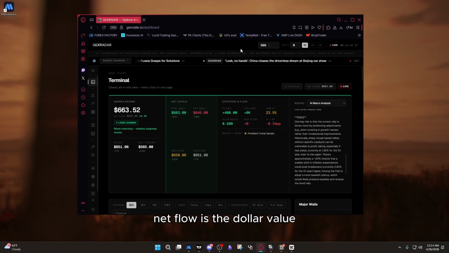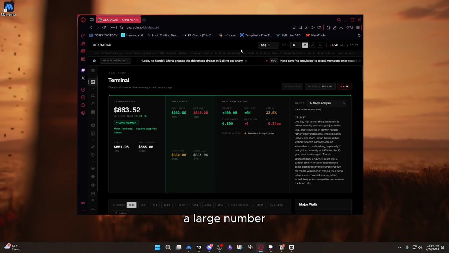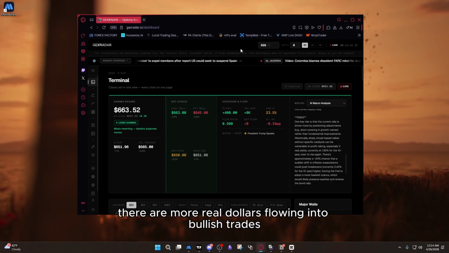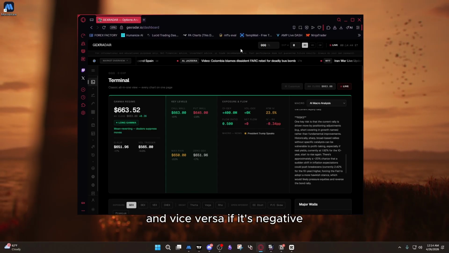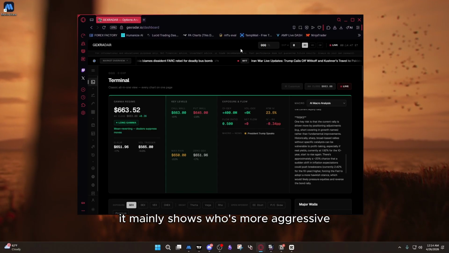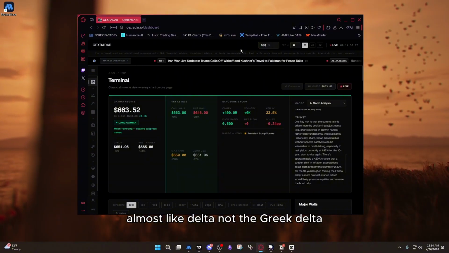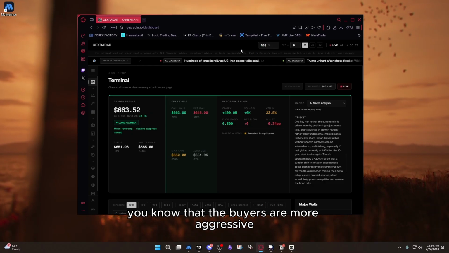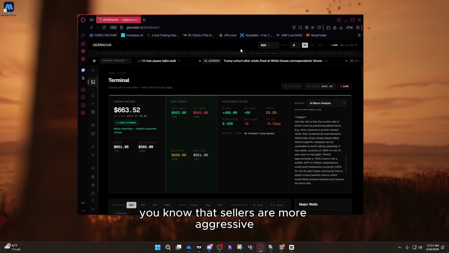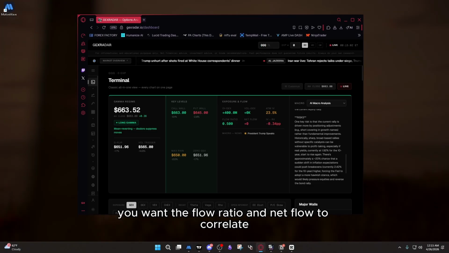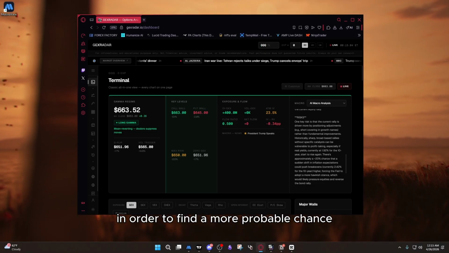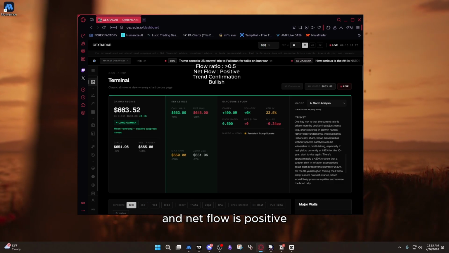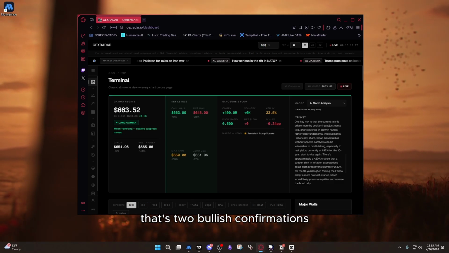Net flow is the dollar value between bullish and bearish flow. A large number means the real money is actively buying calls or selling puts. So if the number is positive, there are more real dollars flowing into bullish trades, and vice versa if it's negative. It mainly shows who's more aggressive, almost like delta, not the Greek delta, but bid minus ask delta. If the delta is positive, you know that the buyers are more aggressive, and if the delta is negative, you know that sellers are more aggressive. You want the flow ratio and net flow to correlate in order to find a more probable chance of market direction. For example, if flow ratio is above 0.5 and net flow is positive, that's 2 bullish confirmations.